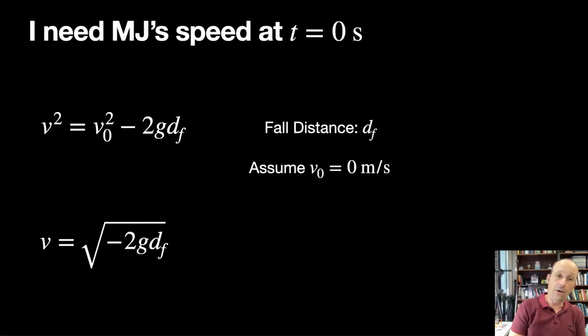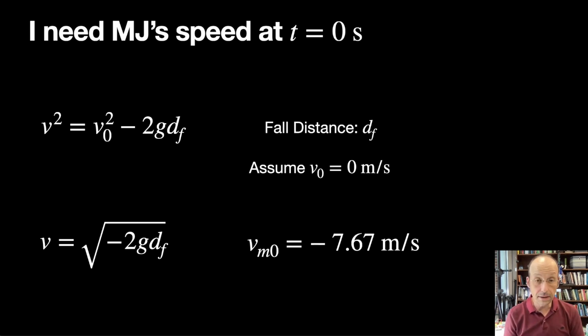She's fallen down negative 3 meters. Okay. And if I plug that in, I get negative 7.67 meters per second. So think, if you're Spider-Man, she's ahead of you and traveling faster than you, and you need to catch up. And you're going to have the same acceleration as her.